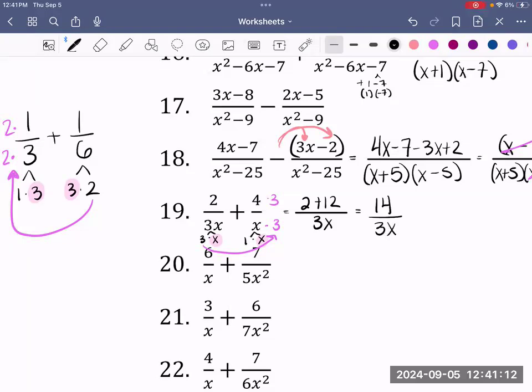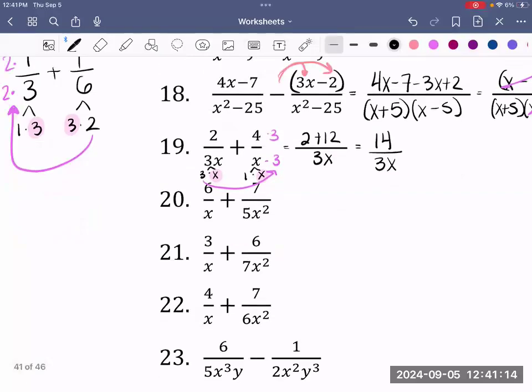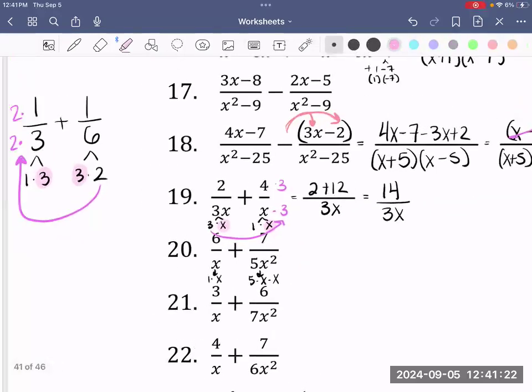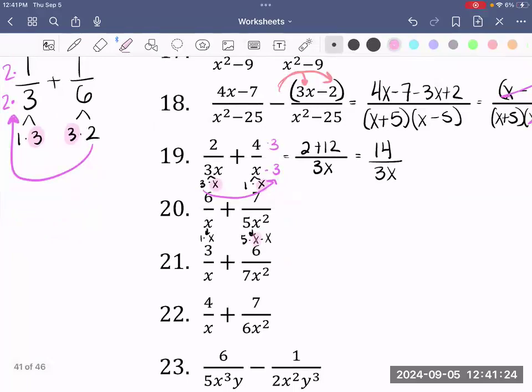Now let's try it again with 20. So this x is just 1 times x, and this x is 5 times x times x. So similar to what we just did, this x is matching this one. So your rightmost term is just lacking the 1, which doesn't really matter. But the leftmost one is missing the 5 and the x. So we're going to multiply 5x to the other side.